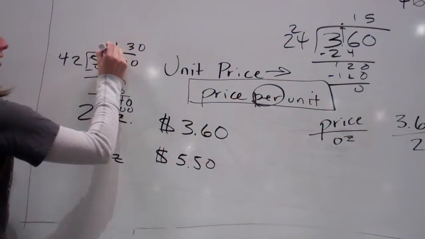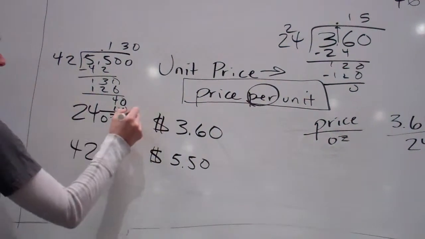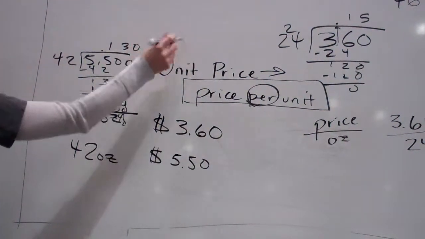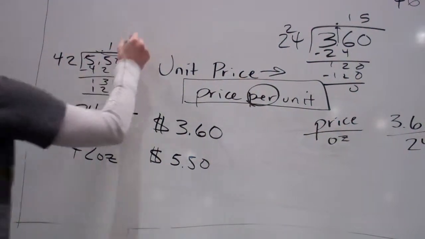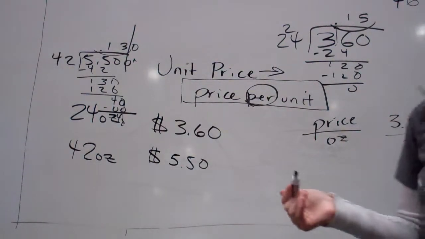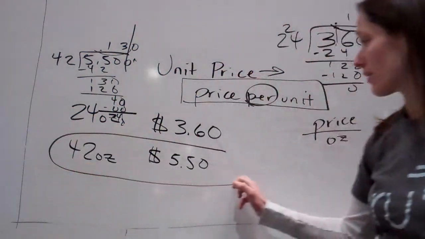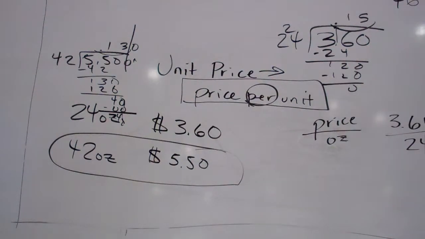Clearly, if I kept going, I can keep going if I wanted to. And so that would then bring me 4, and then I'd add another 0, and I would keep going. So, obviously, we can already see this one is 13 cents, and this one is 15 cents. Which one is the better deal for me to buy? This one is definitely the better deal because it's 13 cents per ounce rather than 15 cents per ounce.